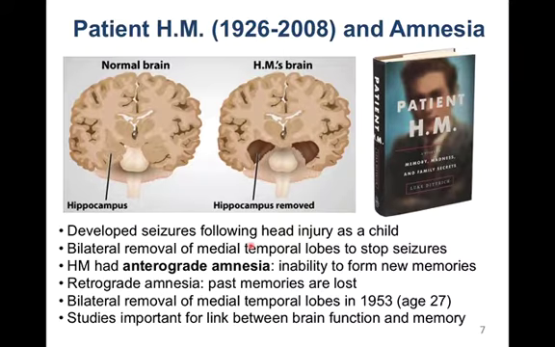And so when he was 27, he underwent this experimental surgery by the surgeon that he had been referred to, William Scoville, and had both hippocampi removed. And that effectively cured seizures. However, he didn't suffer from retrograde amnesia. His past memories were intact. He could remember most everything up until just before the surgery. However, he had anterograde amnesia, meaning he no longer had the ability to form new memories.